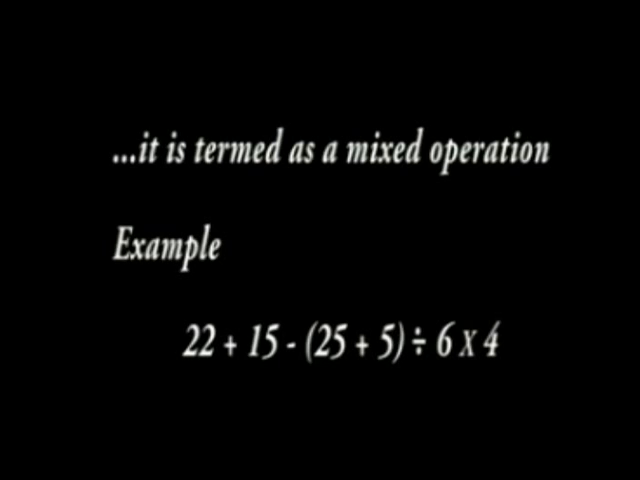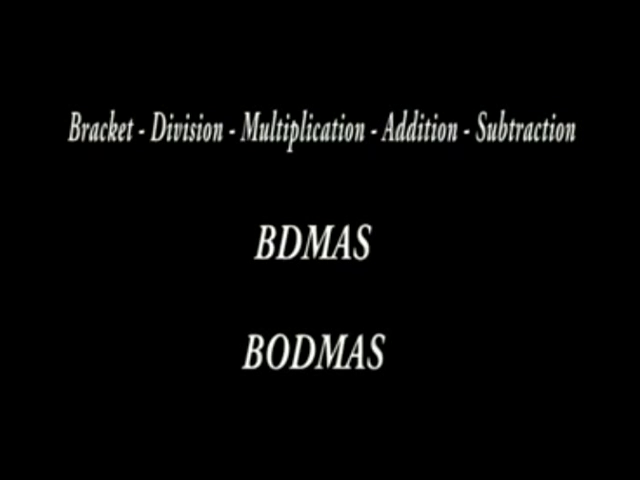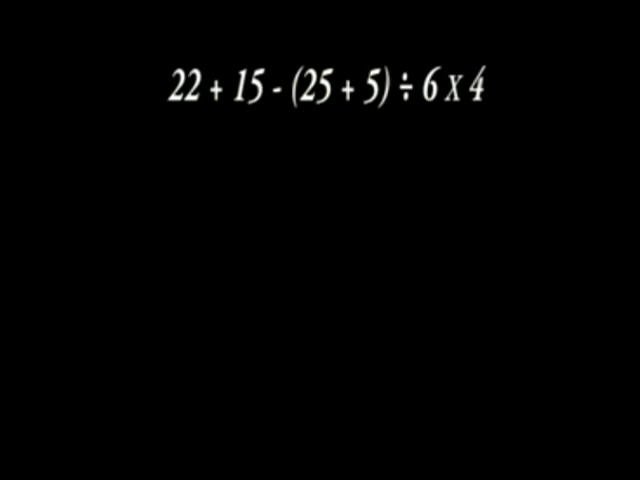Conventionally, we work in the order bracket, division, multiplication, addition, subtraction. This is often abbreviated as BIDMAS. Sometimes OF can be present and it is worked out after the bracket, and hence the abbreviation BODMAS, which is very common. For the case above, we first work what is in the bracket and we shall get 25 plus 5 giving us 30. So we have 22 plus 15 minus 30 divided by 6 times 4.